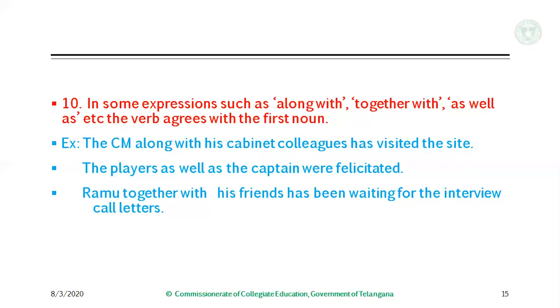Ramu, together with his friends, has been waiting for the interview call letters. Who is waiting here? Ramu, together with his friends. In this case, the first noun Ramu should be taken into consideration. The verb has been takes agreement with the first noun Ramu.